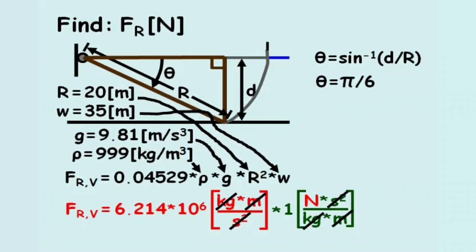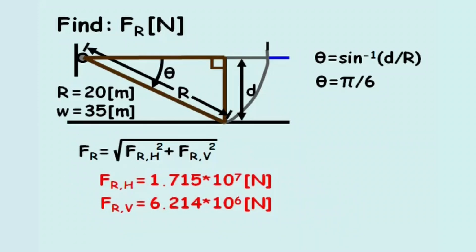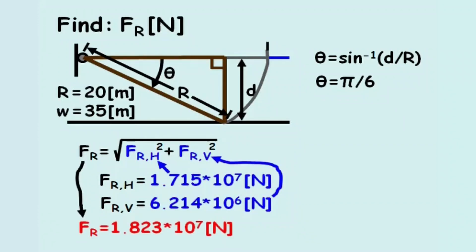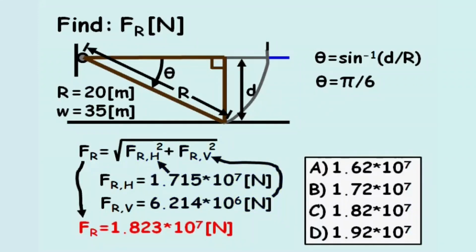Now that we know both the vertical and horizontal components of the reaction force, we can solve for the total reaction force, Fr, which equals 1.823 times 10 to the 7th newtons. When reviewing the possible solutions, the correct answer is C.